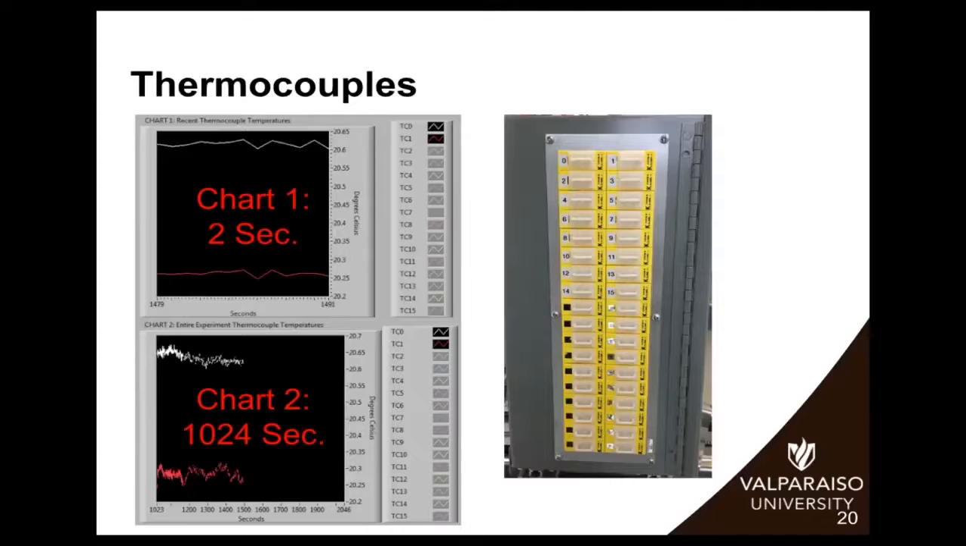Here's an overview of our thermocouples. There's two different charts that the user can see. One of them shows the past 2 seconds of data so that they can see what the most recent history is, and then the other chart shows 1,024 seconds of data. And you can see a picture of our side panel that you plug the thermocouples into. Right now it's only hooked up for 16, but if we add another card on the cRIO, the user could use up to 36 thermocouples.